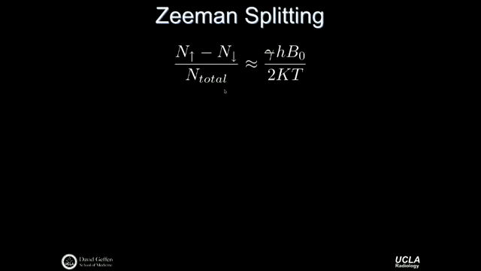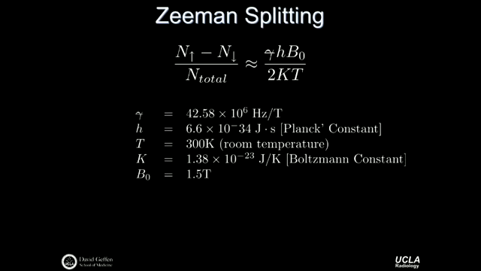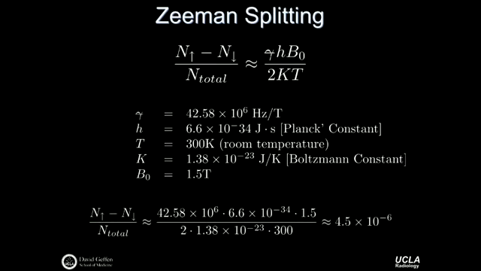It's easy to work with this expression. Most of these things are easily known. We know what gamma is for, say, protons, for H1. We know Planck's constant. We know room temperature, Boltzmann's constant. Pick a field strength of 1.5 Tesla. Plug it in. And what you find is that the difference between the spin up and spin down state is only about 4.5 parts per million. So it's just a few spins in the spin up state relative to the spin down state that gives us any observable signal, or it's that ensemble behavior that gives us some observable signal.